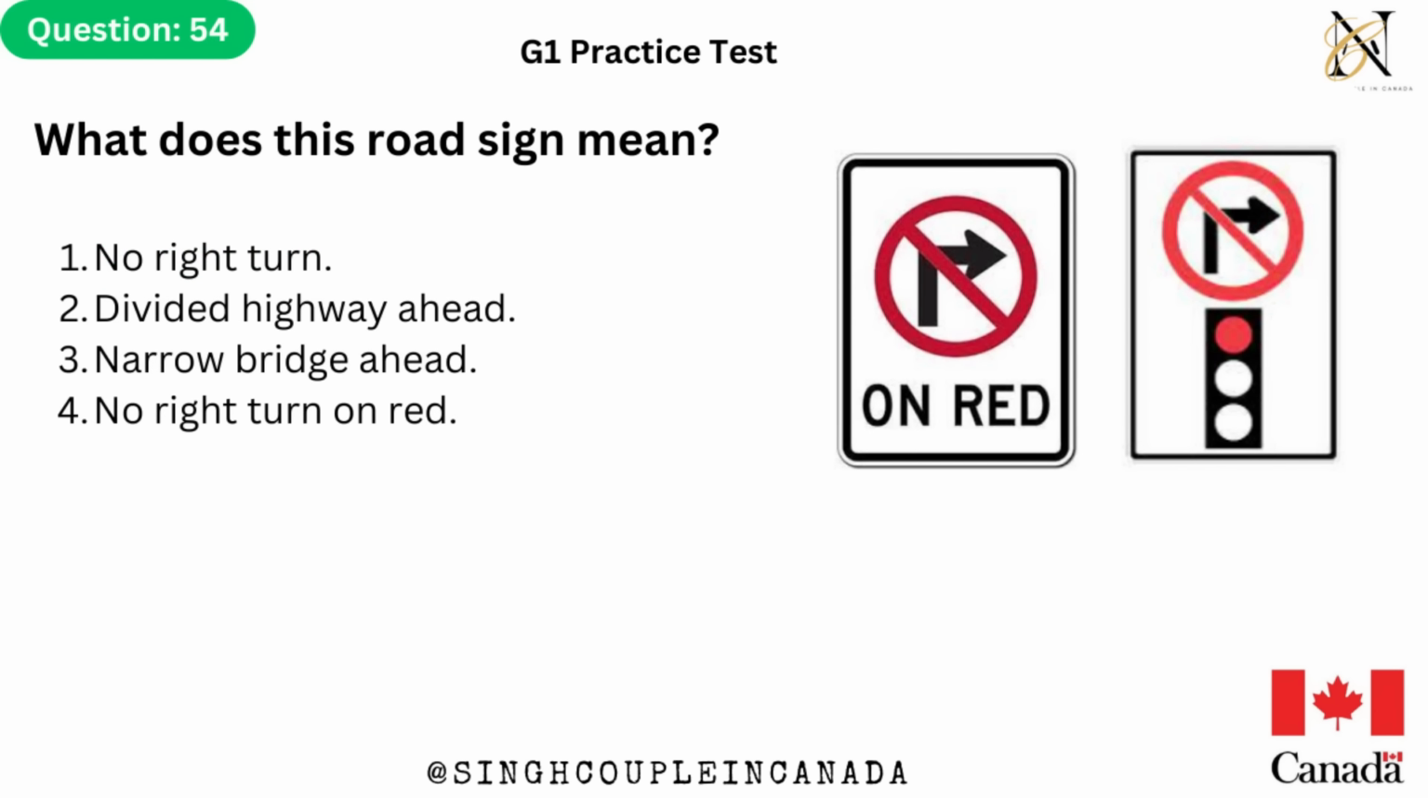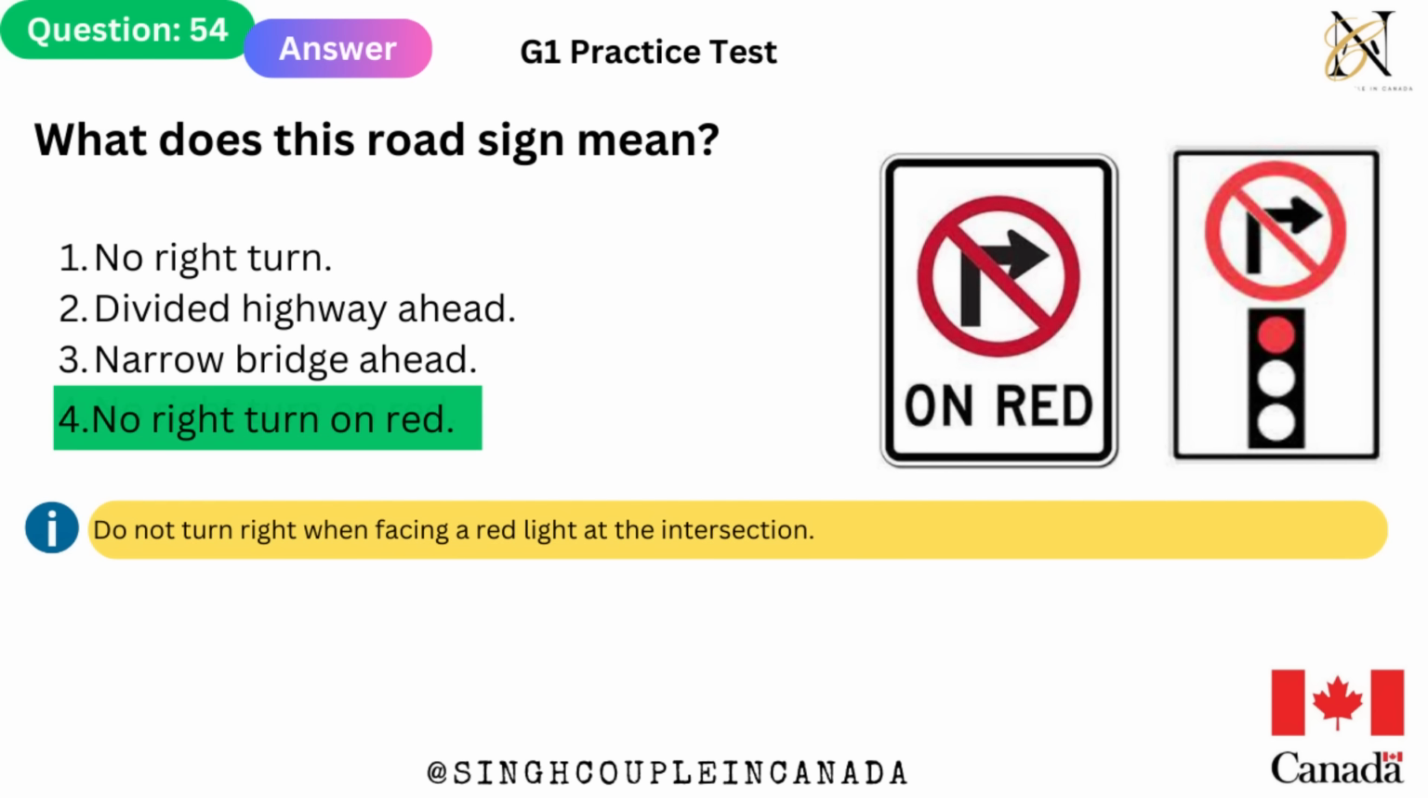What does this road sign mean? 1. No right turn. 2. Divided highway ahead. 3. Narrow bridge ahead. 4. No right turn on red. The answer is 4. No right turn on red. Do not turn right when facing a red light at the intersection.